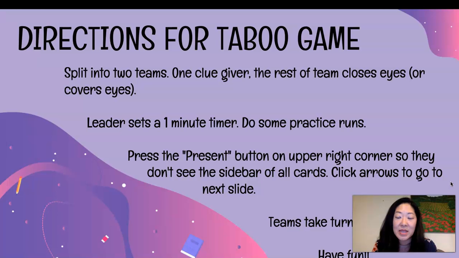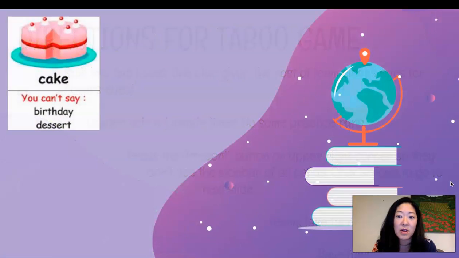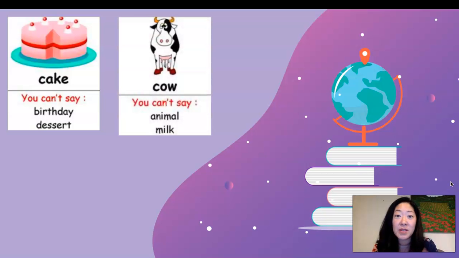As you present it, the team has their eyes closed, and you will show them a card like this. The word is cake, and the clue giver can't say birthday or dessert. So they're thinking of all these different ways. It's kind of fun and intense. It's a sweet thing you eat, and you put frosting on it. Everyone is having a fun time trying to guess. And then once they get that, you just keep going until the minute runs out.